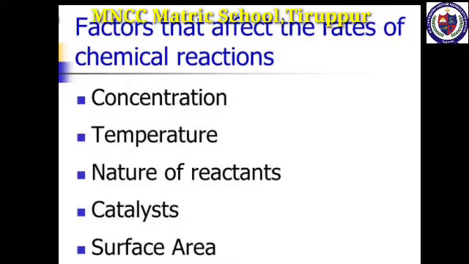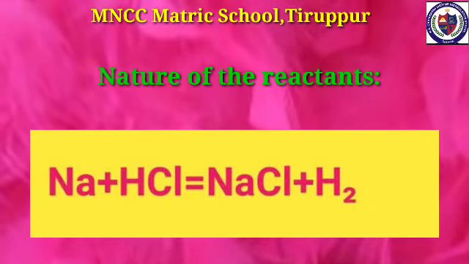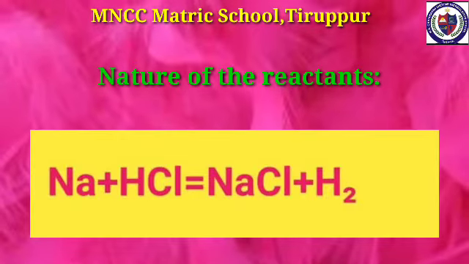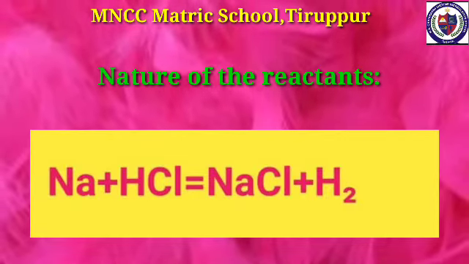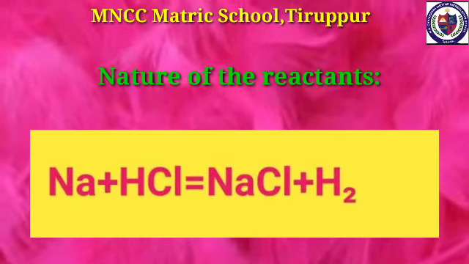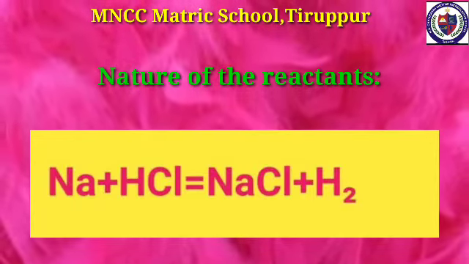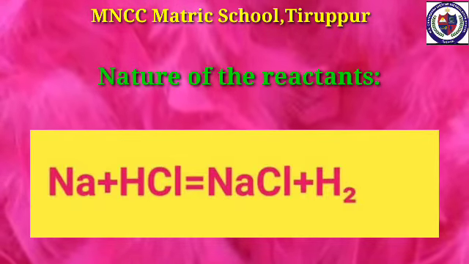Important factors that affect the rate of a reaction are concentration of the reactants, temperature, nature of the reactants, catalyst, surface area of the reactants, and pressure. Number 1. Nature of the reactants. The reaction of sodium with hydrochloric acid is faster than that with acetic acid. Hydrochloric acid is a stronger acid than acetic acid and thus more reactive. So the nature of the reactants influences the reaction rate.